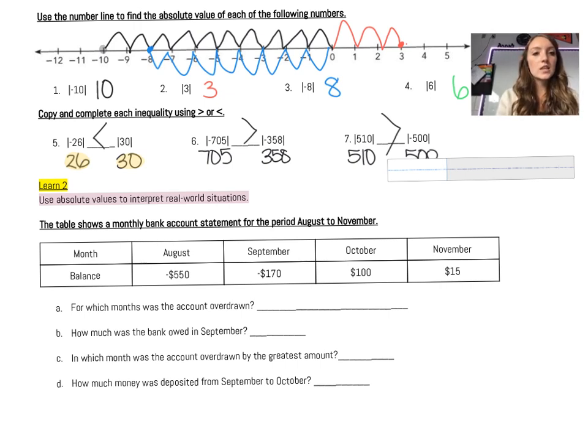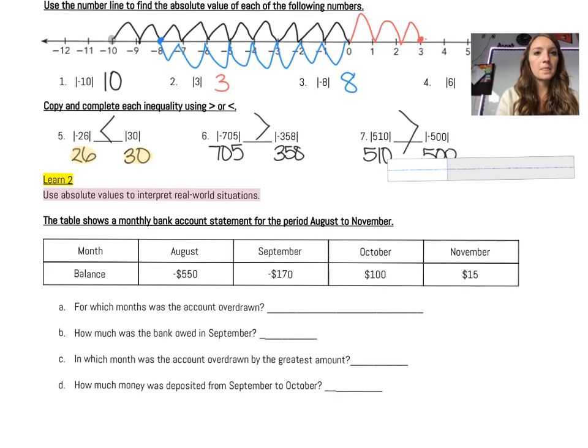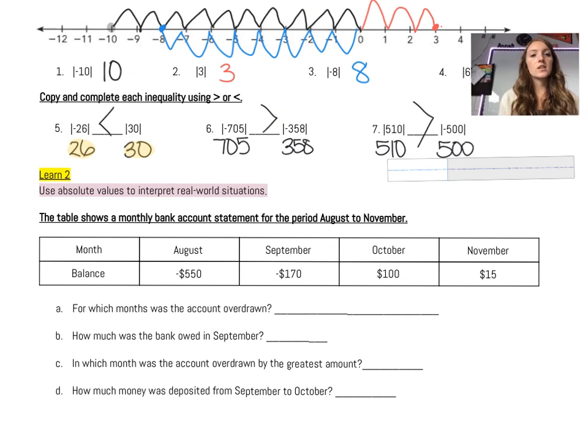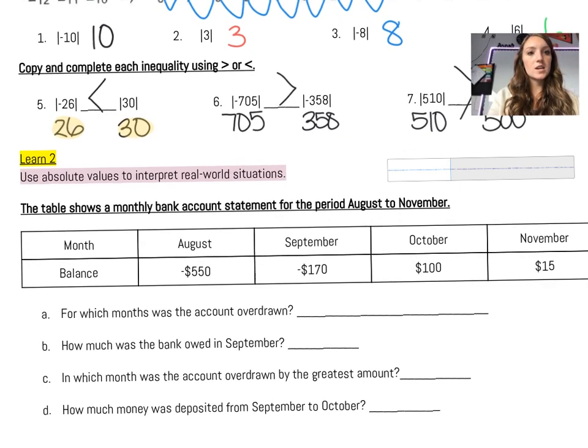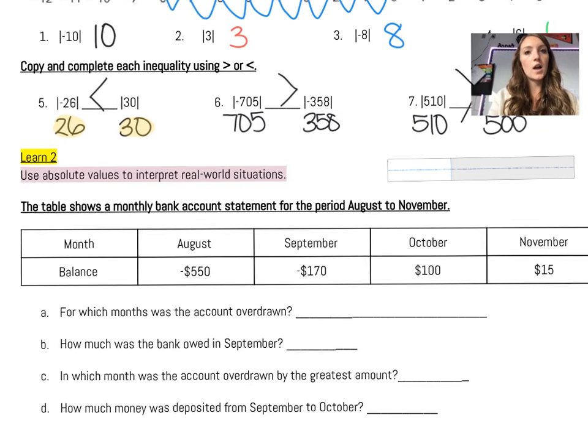Okay, so looking at this next example, we want to use this table that shows a monthly bank account statement for the period of August to November. We have our months across the top, our balances on the bottom telling us how much money was in that bank account during that month. So, letter A, for which months was the account overdrawn?